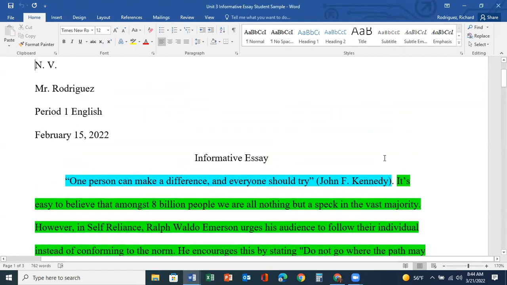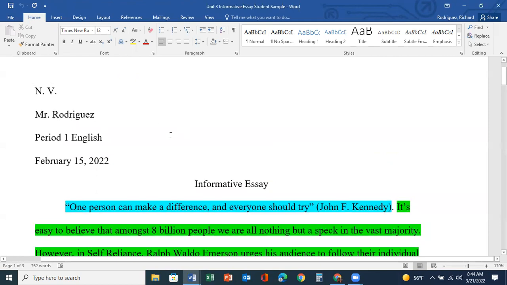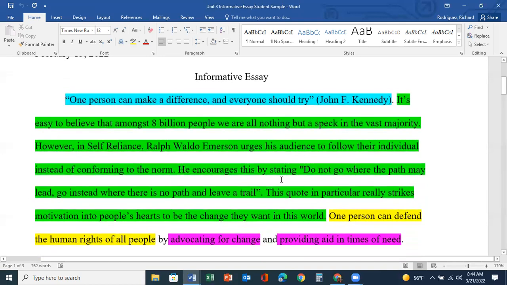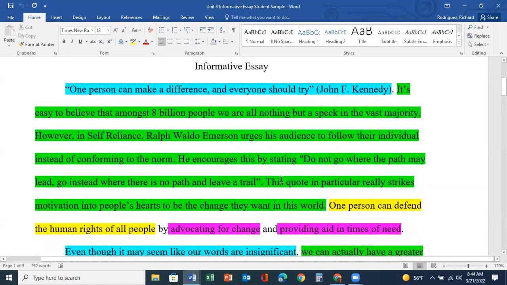For an informative essay, we have a student's name, the professor's name, course name, and then the date. It's not specifically an MLA format right now, but that's something we can tweak as we revise and edit. So for our informative essay, one person can make a difference and everyone should try, John F.